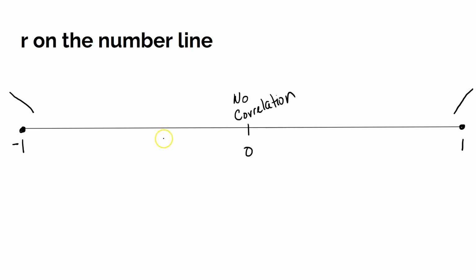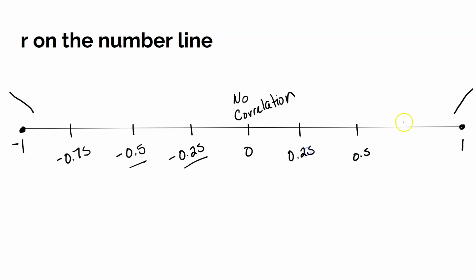Most relationships fall somewhere in between this. So for example, -0.5, I like to use quarters to help me figure this out, is halfway in between 0 and -1. -0.25 falls halfway in between 0 and -0.5. Just like this is 50 cents, this is 25 cents. That means this is 75 cents. Again, halfway in between 0 and 1 is 0.5. Halfway in between 0 and 0.5 is 0.25. And halfway in between 0.5 and 1 is 0.75.